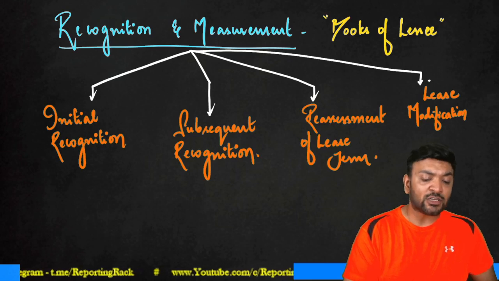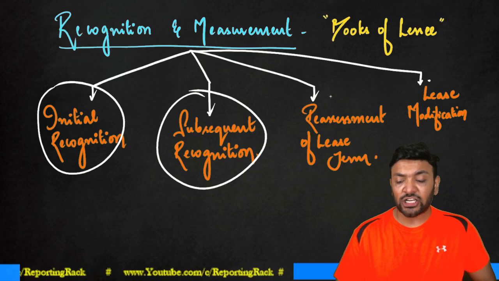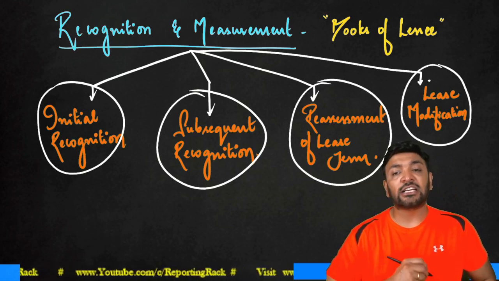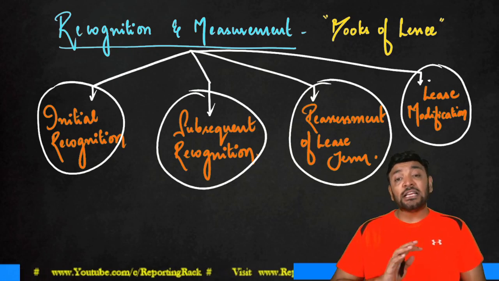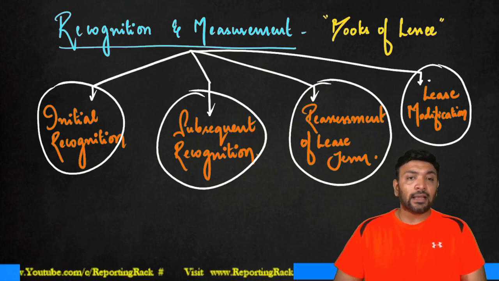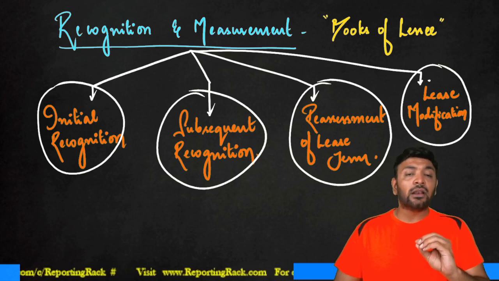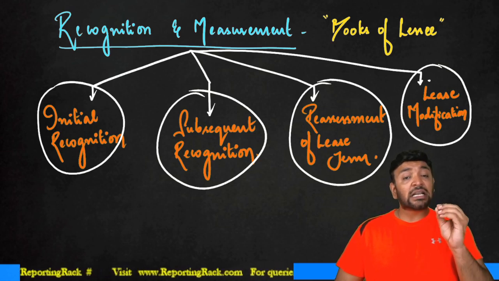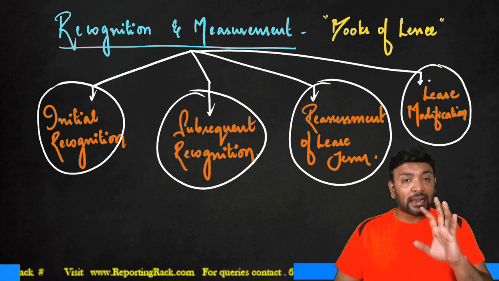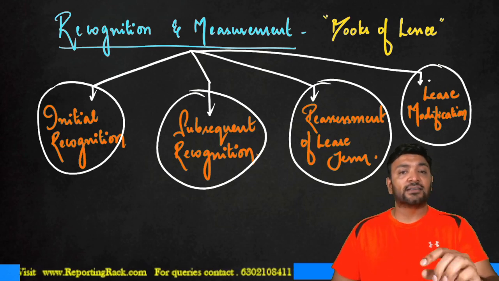These are the 4 elements which I have to discuss: initial recognition, subsequent recognition, reassessment of lease term, and lease modification under lease. Based on these 4 topics, I will start continuing with the books of lessee. Clear? Remember, the recognition and measurement which I am discussing here excludes such leases which have been exempted, where the lessee has opted for an exemption under either short-term leases or lease of low-value assets.